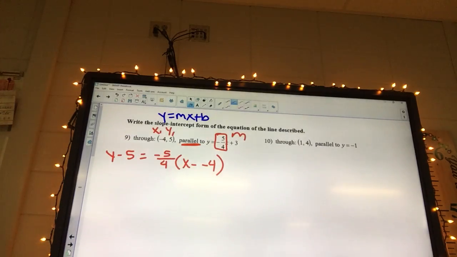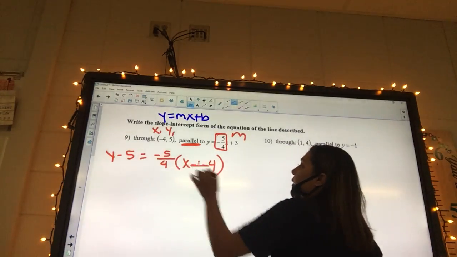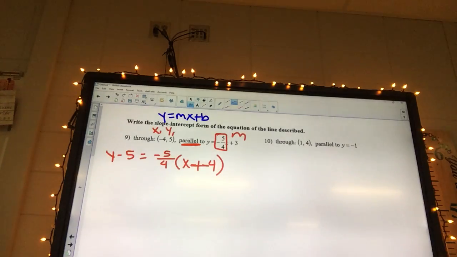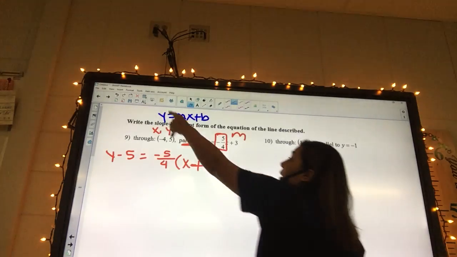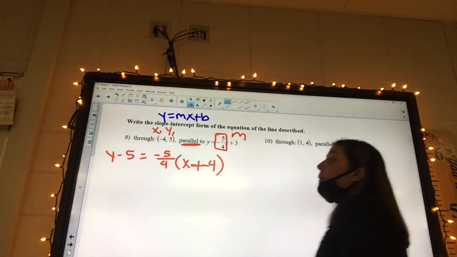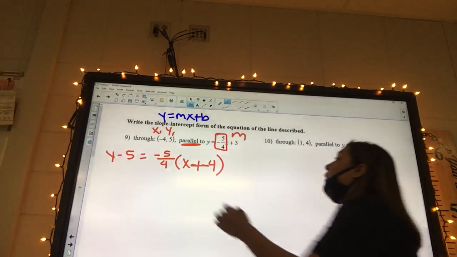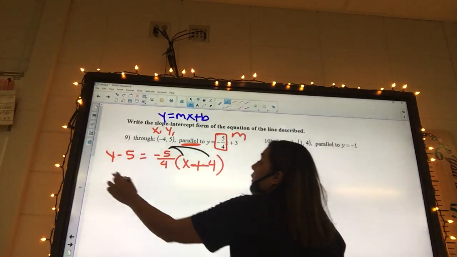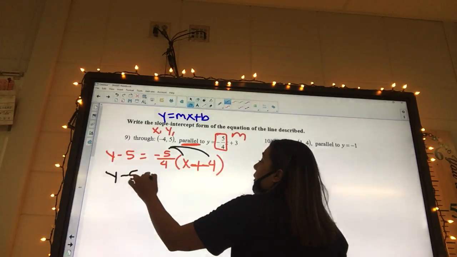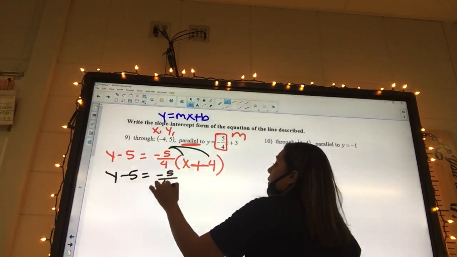Okay, I can change that minus minus to a plus. Okay, are we finished or not? No. Why do you think no? Yeah, so we need our y all by itself. So now our next step then would be to do what? Distribute. So I got y minus 5 equals negative 5 over 4x.